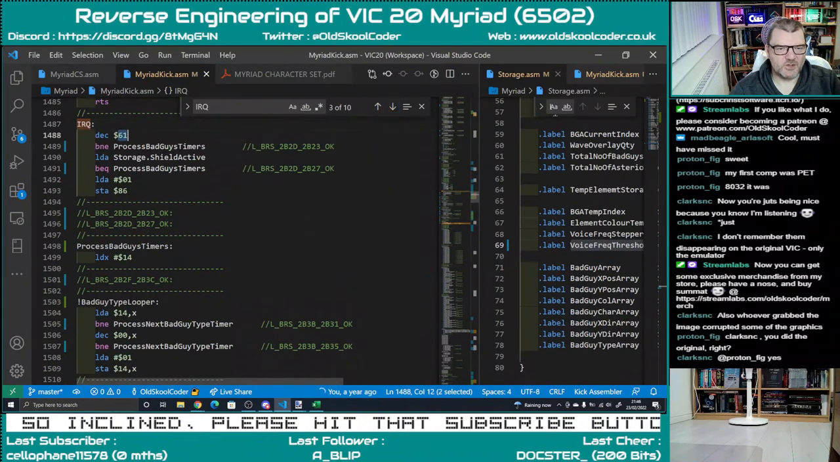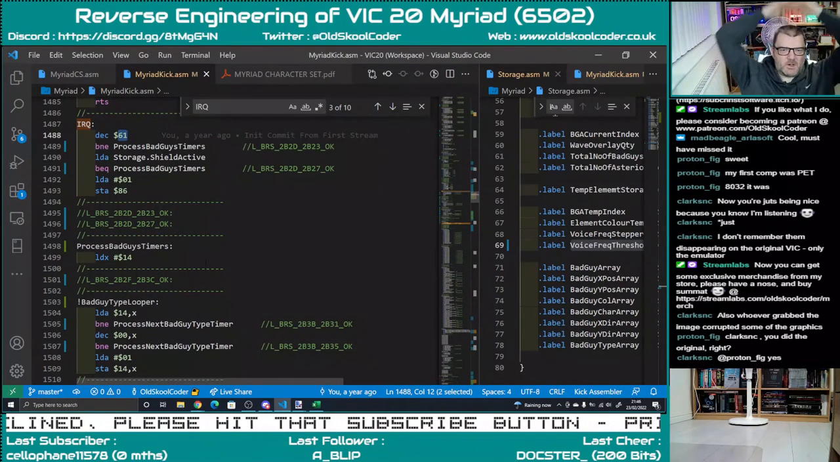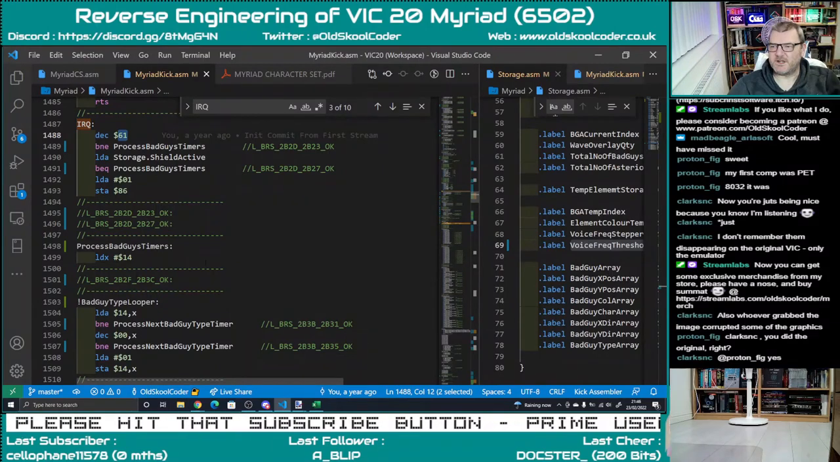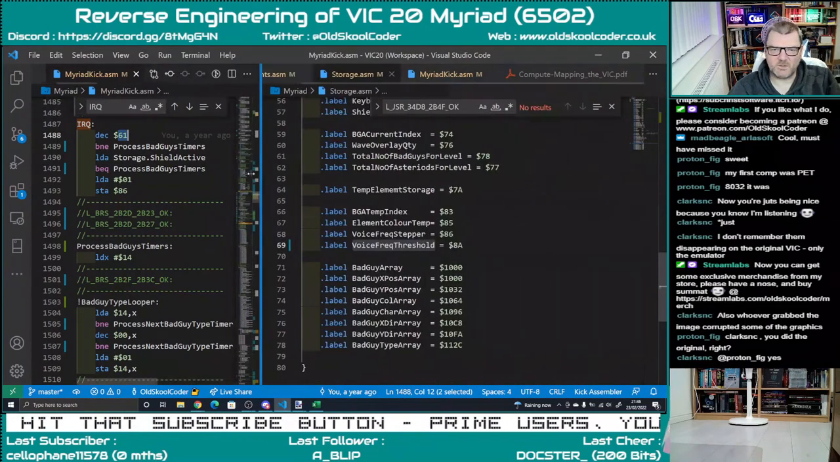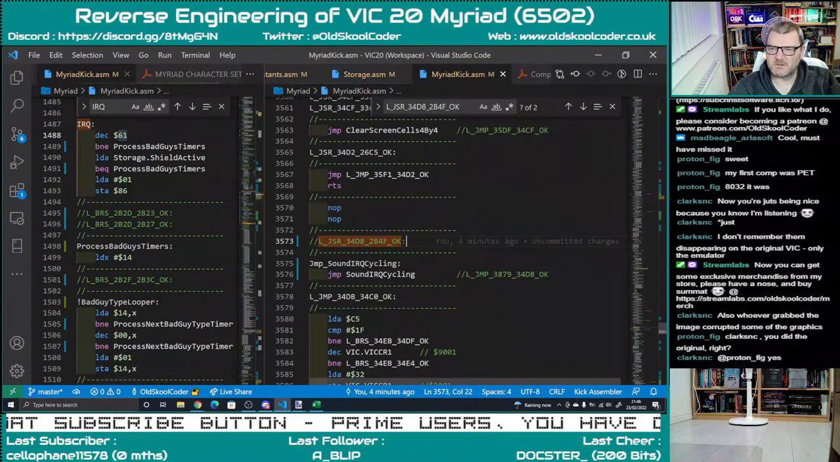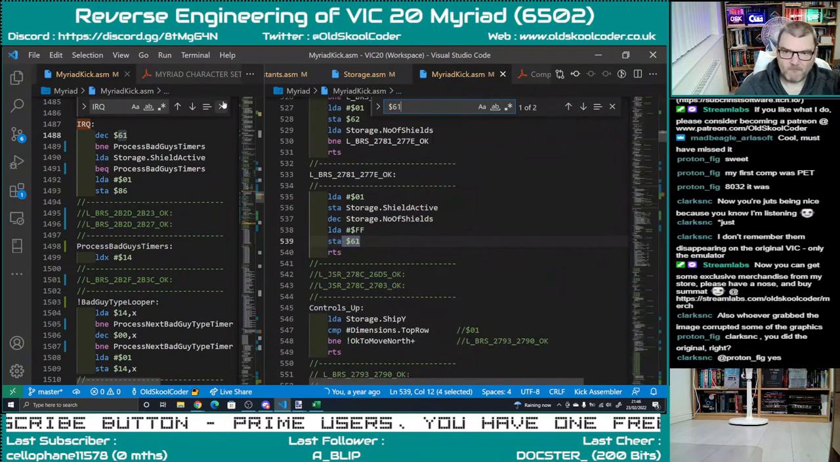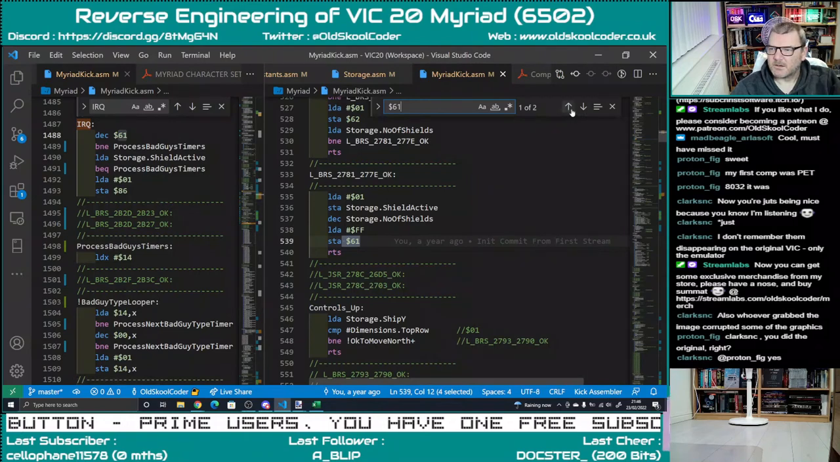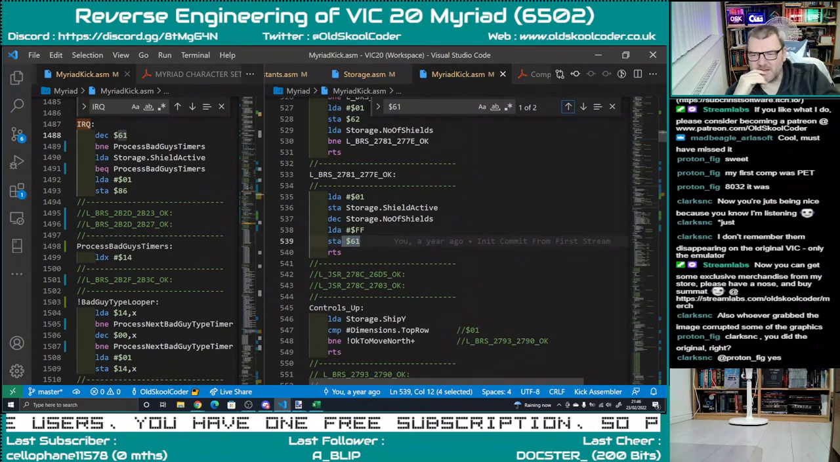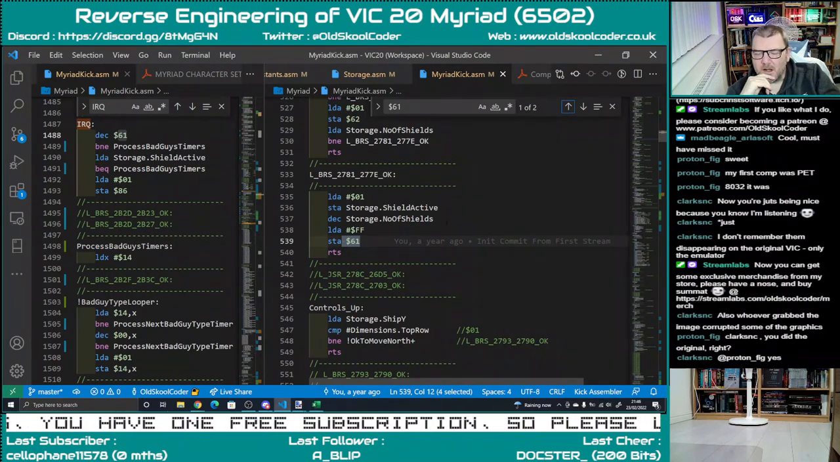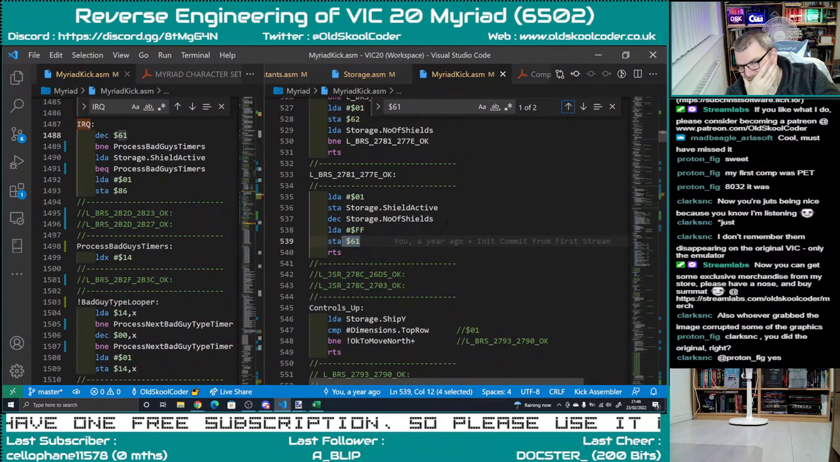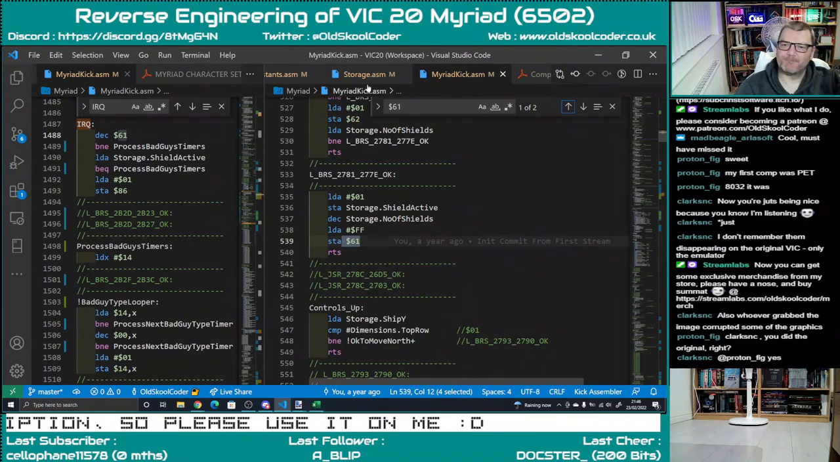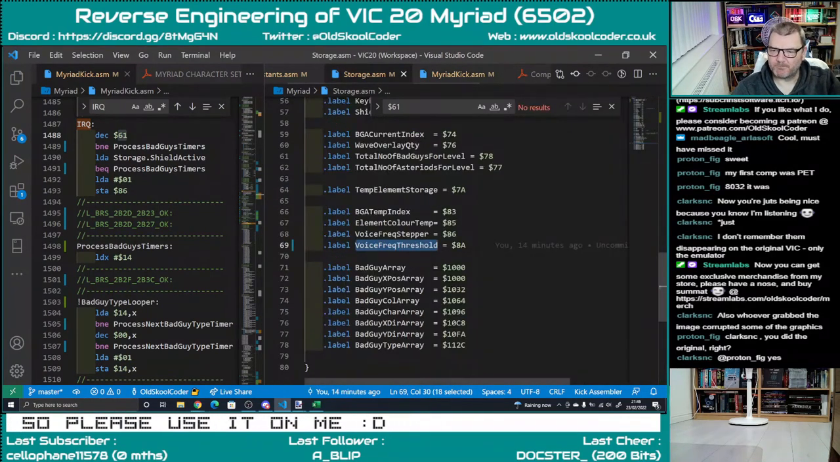So, I'm not sure what 61 is. What is 61? We need to find where there's 61. Let's find the references for 61. So, there's two references. There's the IRQ and then this one. Right, okay. So, right. Okay. Right. That is the shield timer.